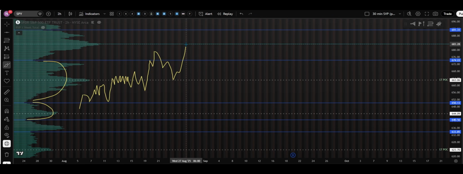But generally, I am looking for retracements to these low volume nodes because that's telling me that price is ready to stay in this zone. I really like them. They're usually very clean.